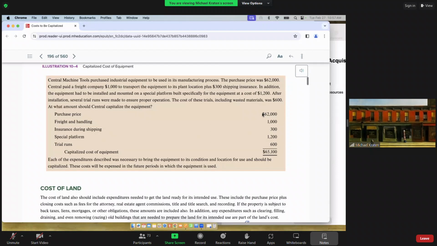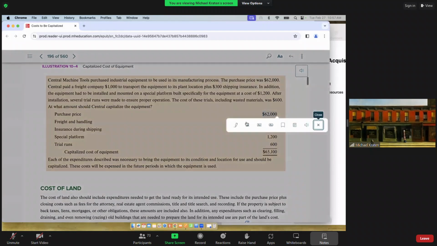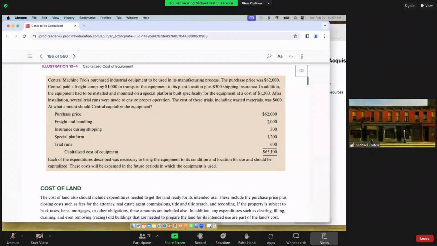-4, pretty easy. I am going to buy a piece of equipment. I spend $62,000 for it. I have to pay someone to ship it to me. That costs an extra $1,000. I have to pay to insure it because it might get damaged during shipping. It's going to cost me an extra $300.